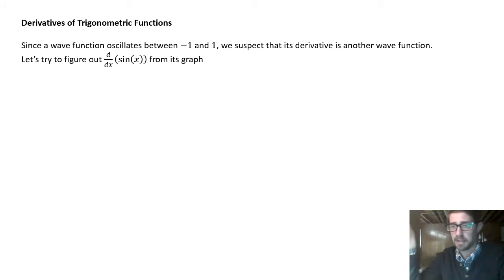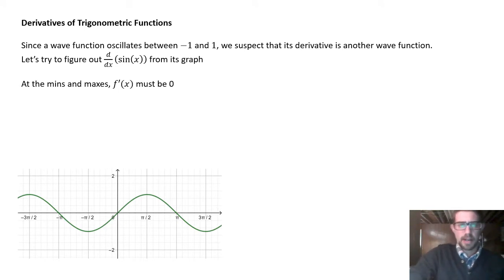It must repeat every 2 pi. And it's like, well, what kind of functions do we know that are periodic 2 pi? Other trig functions. So that is, in fact, the case. The derivatives of trig functions are just some other trig function. So let's look at that more in depth. Let's look at the graph of sine and figure out, using our powers so far, what we think the derivative of that should be.